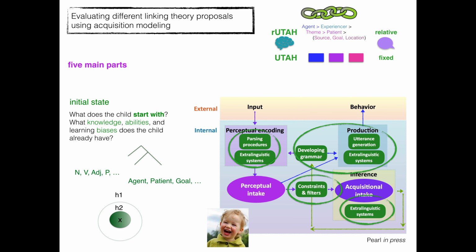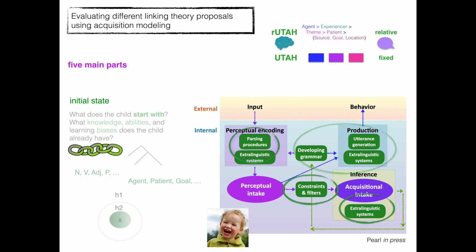What exactly is the child starting with in terms of knowledge or abilities, biases they might have on how to interpret the data? What are they starting with? And especially for our linking theory proposals, this is going to correspond to what linking knowledge they start with.